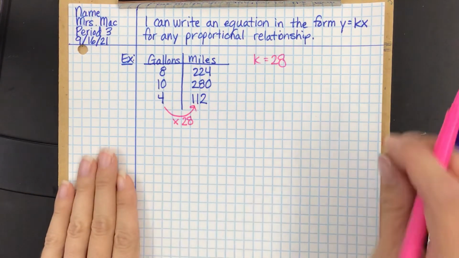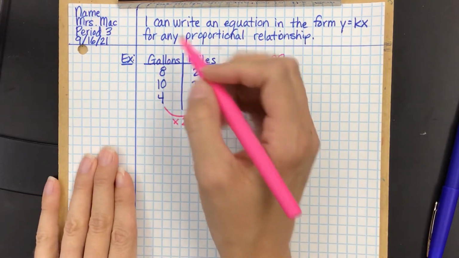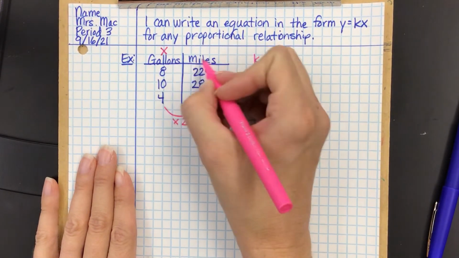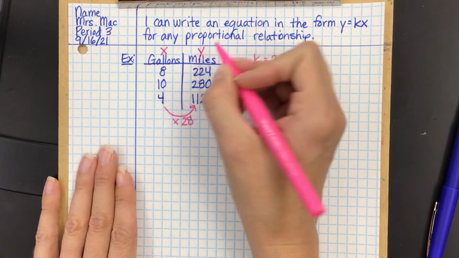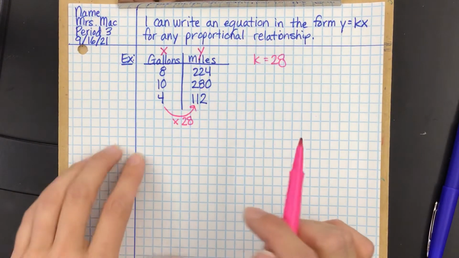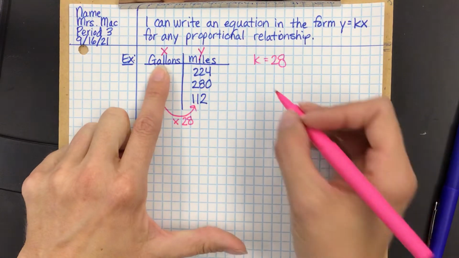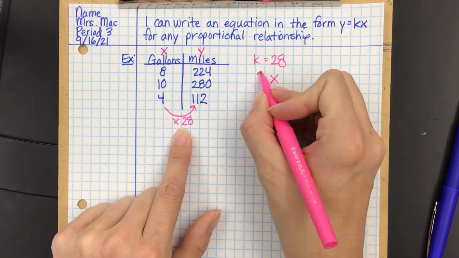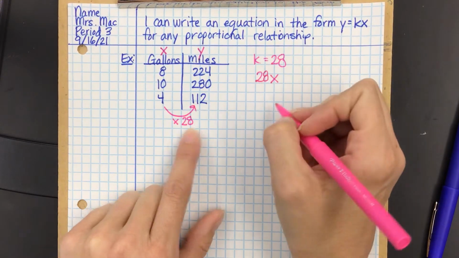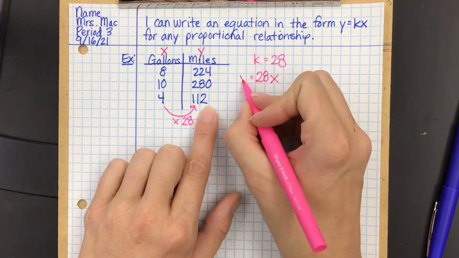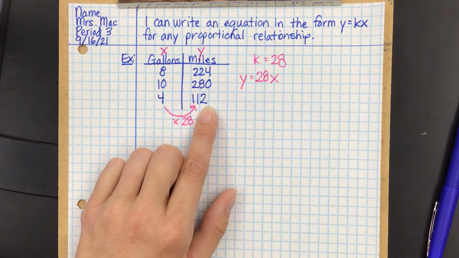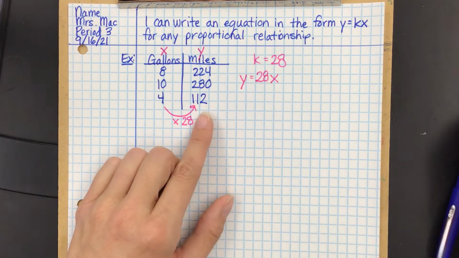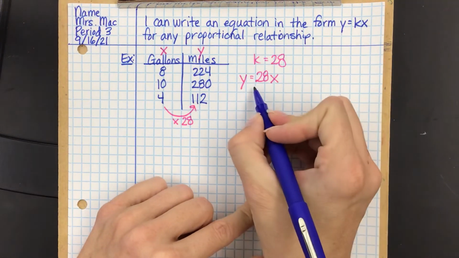Okay? Well, if you remember, when we have a table, that first column is always your x column. The second column is always your y column. So what we're saying is we're taking our x, we're multiplying it by 28 to get our y. Does that make sense? Yeah. So that's where that equation kind of comes from.